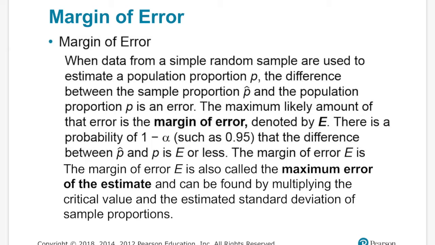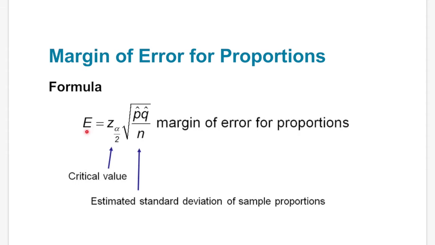Margin of error. When data from a simple random sample are used to estimate a population proportion p, the difference between the sample proportion p hat and the population proportion p is an error. The maximum likely amount of that error is the margin of error, and the notation for margin of error is E. The formula to find the margin of error: we are taking z of alpha half multiplied by the square root of p hat times q hat over n.